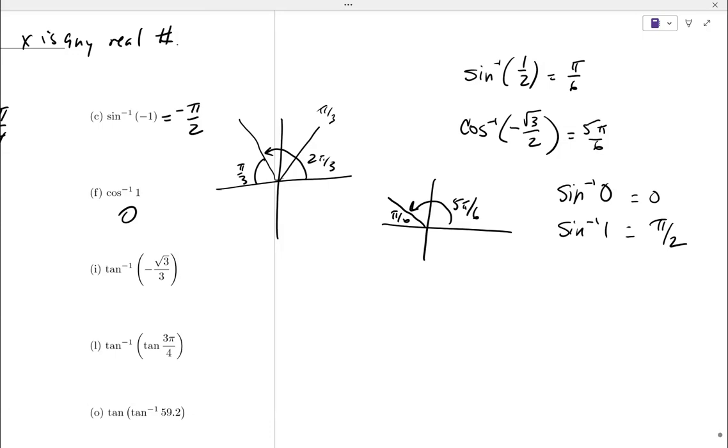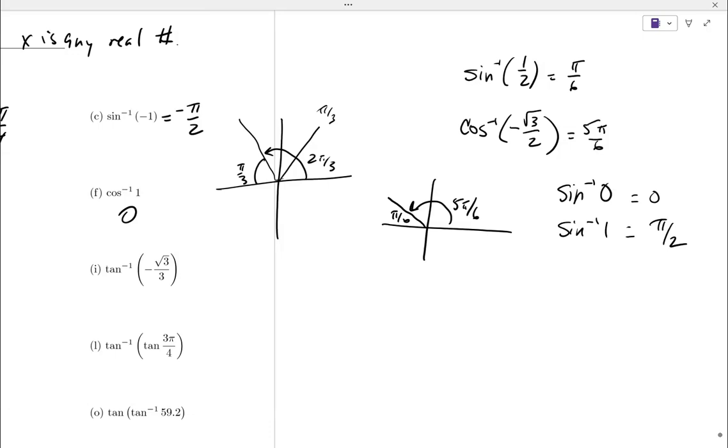Right. So 5 pi over 6 is the same thing as 150 degrees. The way I got that one was ignore the negative. Think about cosine of what gives you root 3 over 2. That would be pi over 6, right? Because cosine of pi over 6 is root 3 over 2. But again, it's not in quadrant 1, it's in quadrant 2, because the value that we're trying to take the inverse cosine of is negative, and cosine is negative in quadrant 2.